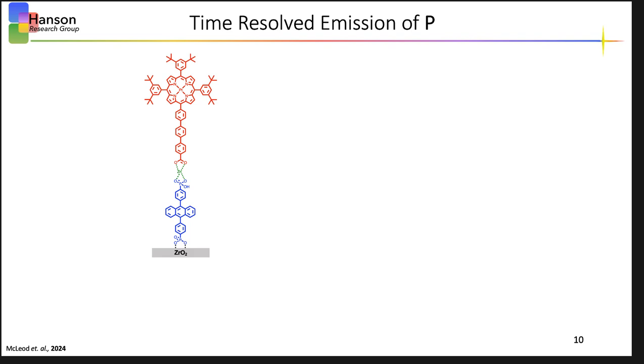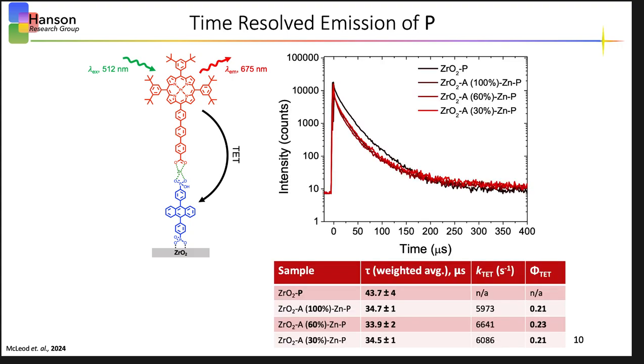Similarly, we studied the emission of the porphyrin following direct excitation with 512 nanometer light and monitoring its emission at 675 nanometers. In the bilayer, triplet energy transfer may occur to the anthracene, which will similarly decrease the radiative decay lifetime as seen previously. Ultimately, the rates and efficiencies of triplet energy transfer are unaffected by varying the concentration of anthracene on the surface.